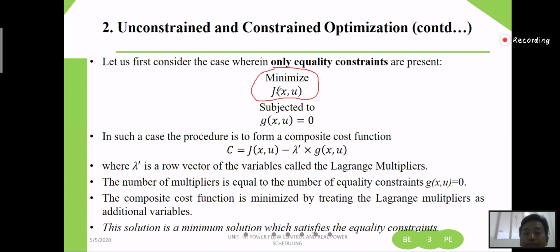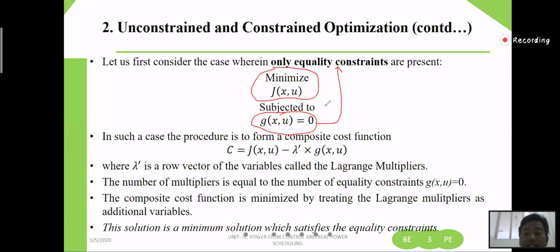So minimize this J(x, u), but when you minimize, it has to be subject to g(x, u). So what is g(x, u)? It is an equality constraint, right? But this is a cost function which we are trying to minimize. But when you minimize this, it has to fulfill g(x, u), that is the equality constraint. What are x and u? You know, right? Already we have learned this in lecture 3 or 4.